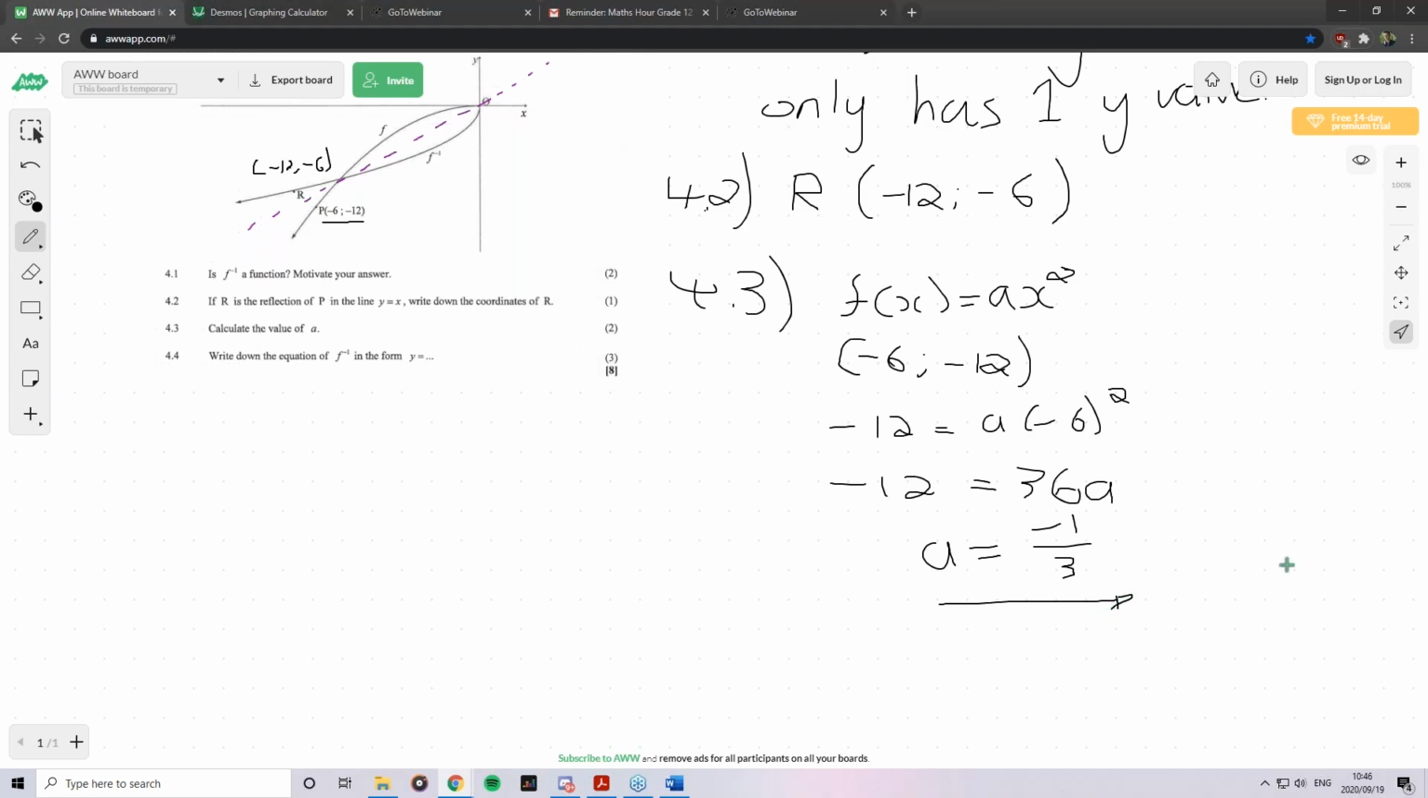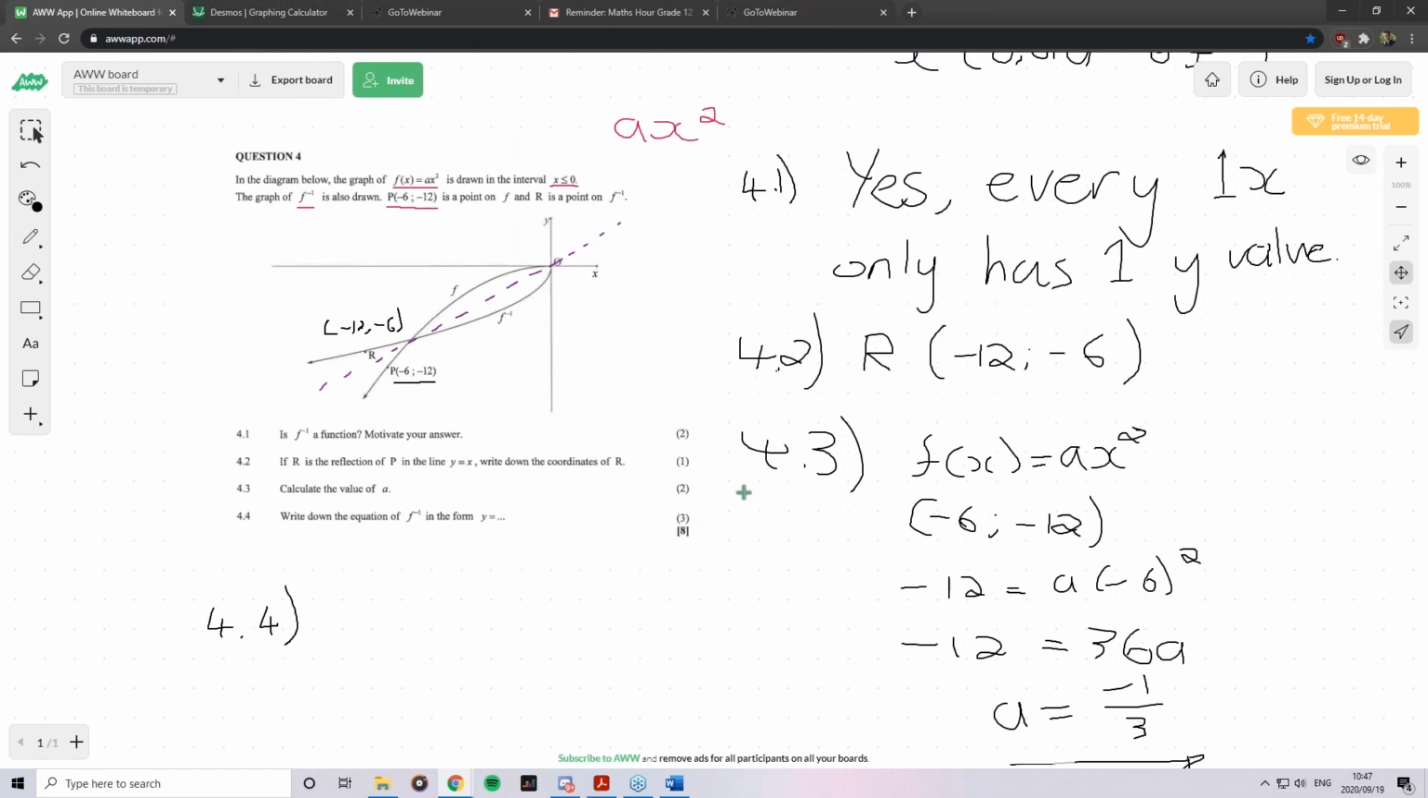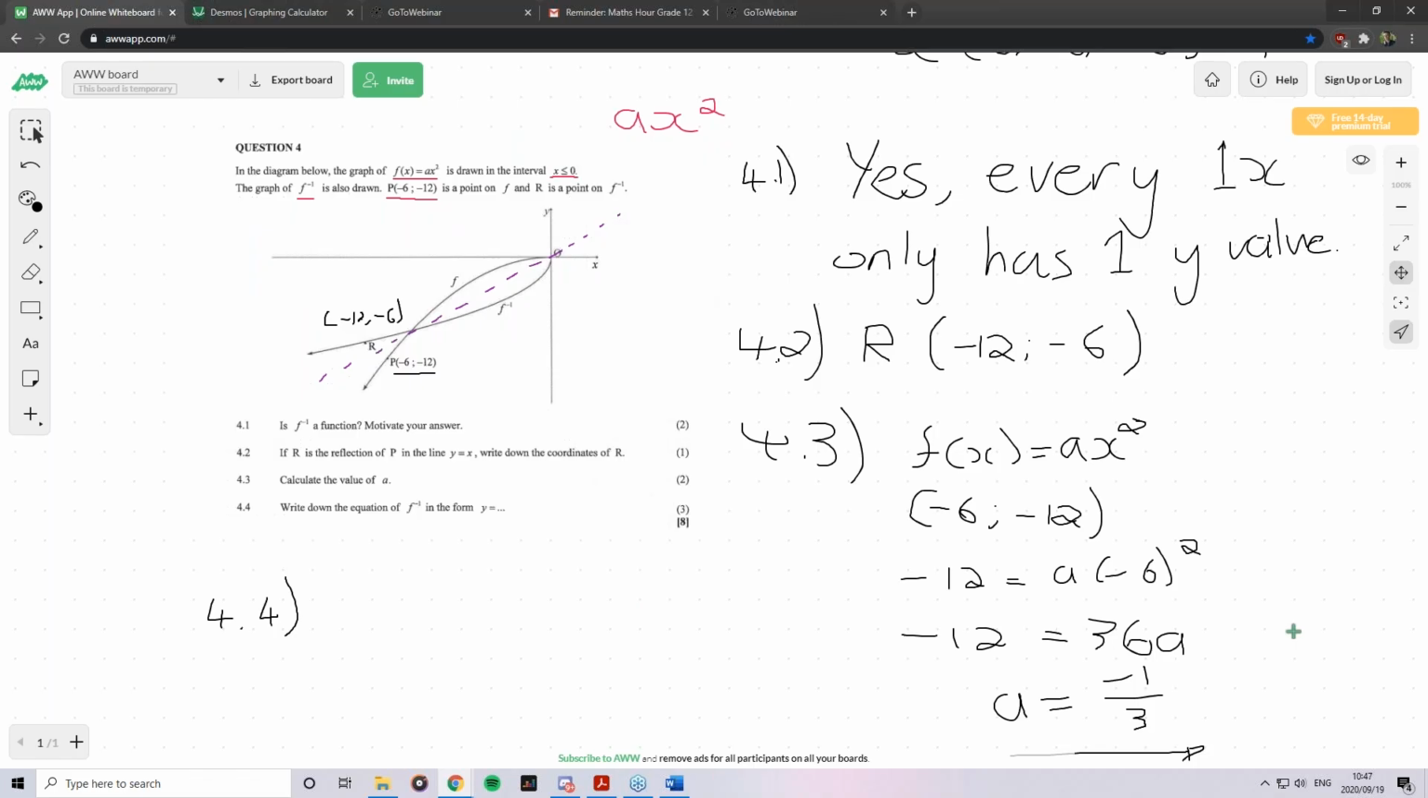All right. Now let's do 4.4. Do you want some time to do 4.4 or have you already? I'll scroll up a bit. All right, I'm just going to give the answer quickly.